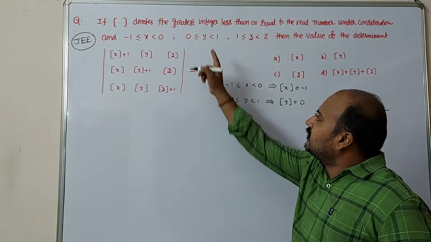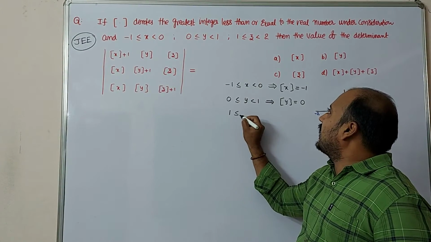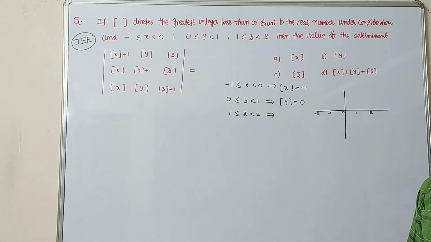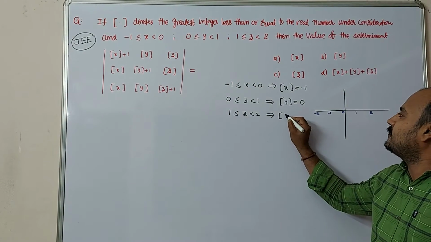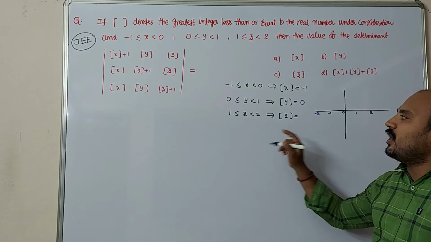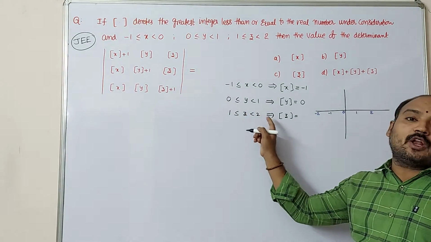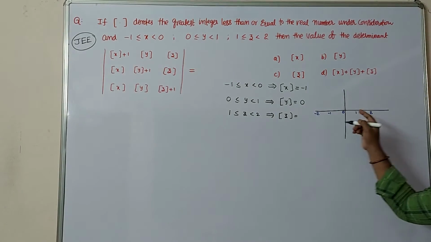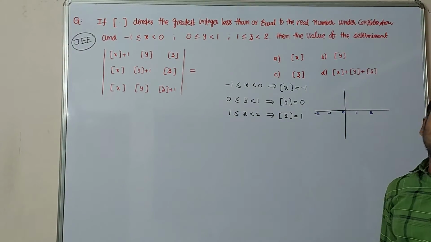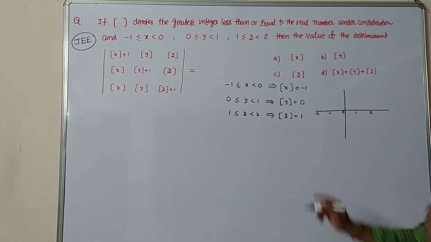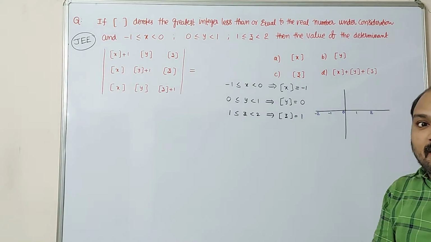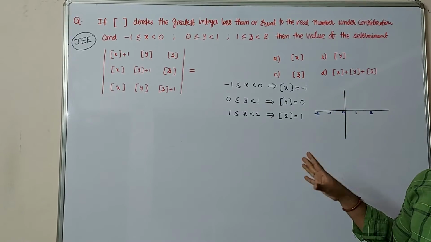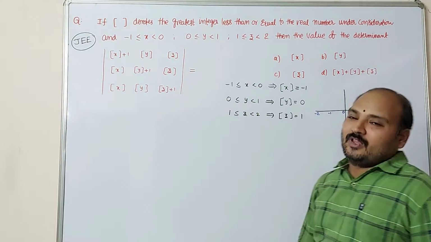Now the third one, 1 is less than or equal to z is less than 2. That implies [z] is equal to 1, since the value of z lies between 1 and 2, so it will take only 1. So only if you write these values correctly can you give the answer in the correct way. Otherwise, that is the twist in this problem.